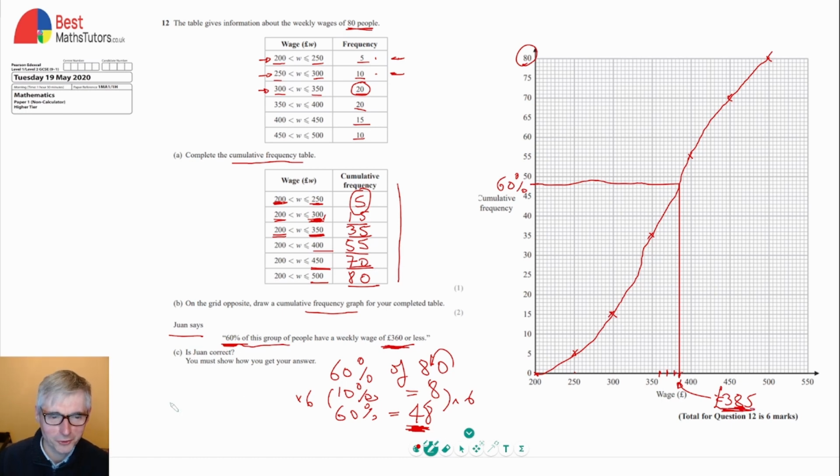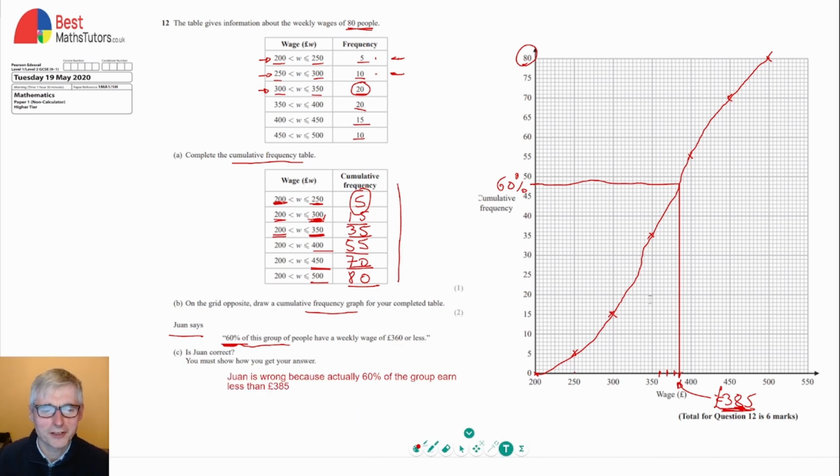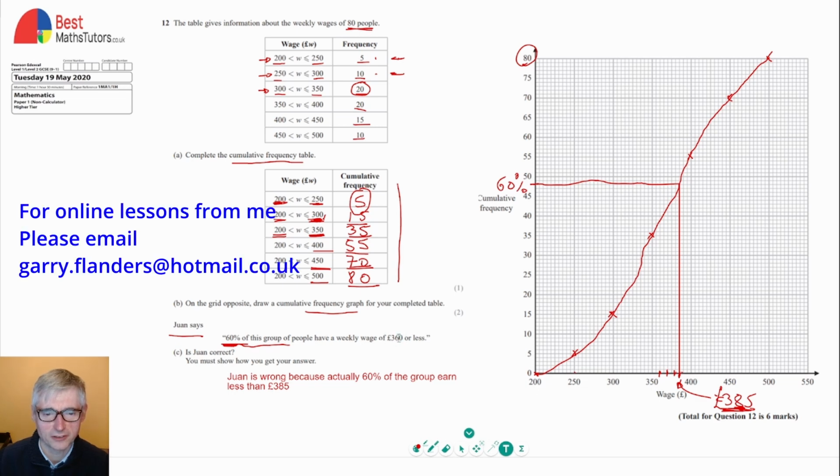To get the full marks, we just need to put that in as a statement. So we can say that Juan is wrong because 60% of the group actually earn less than £385, not the £360 which he said. And that would be enough to give us all the marks for the question.